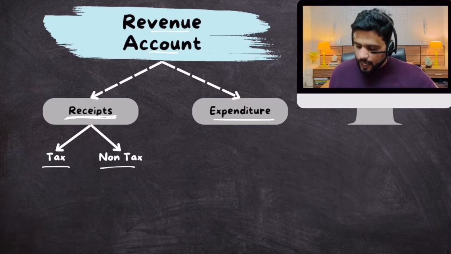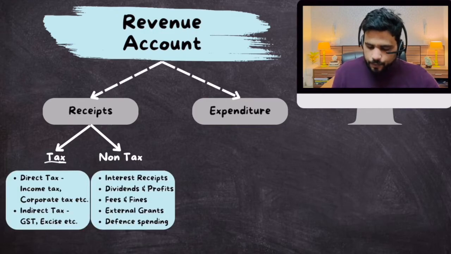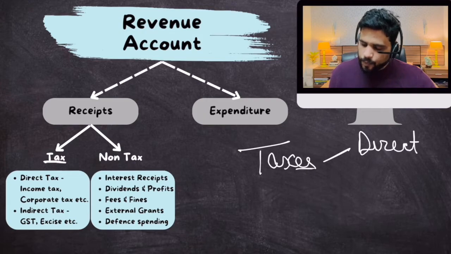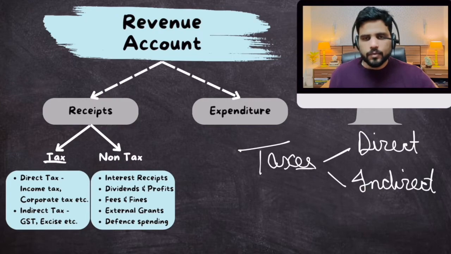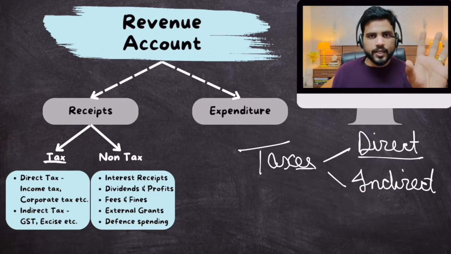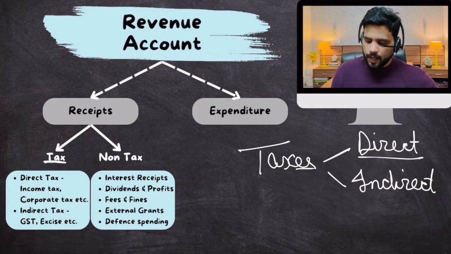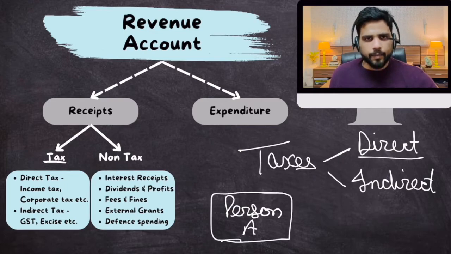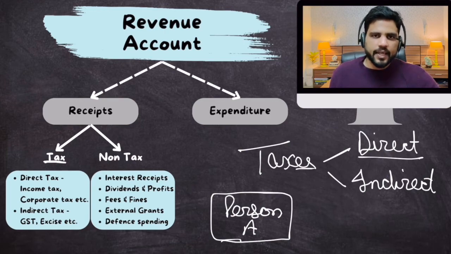Now, what are tax receipts? Taxes are of two types. Remember this. There are some direct taxes and there are some indirect taxes. Now, what are direct taxes? Hear me out carefully, you will understand the difference. Look, there is this person A. He earns an income and the government levies income tax on him. So he has to pay that income tax.